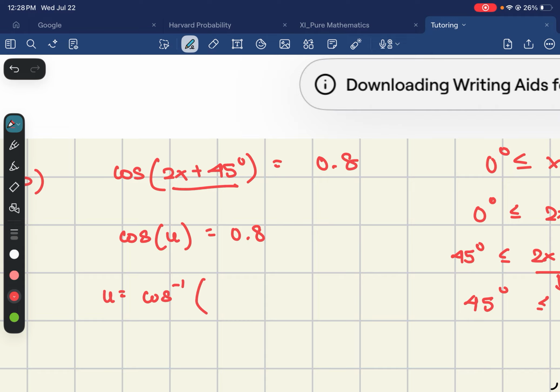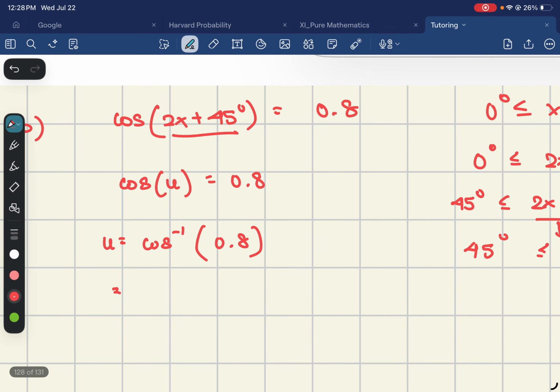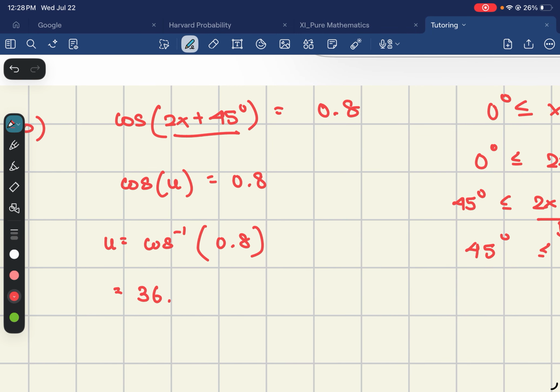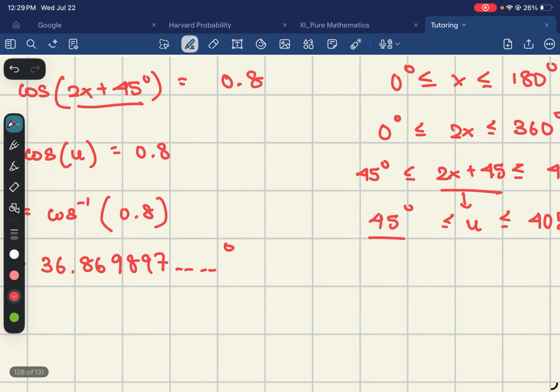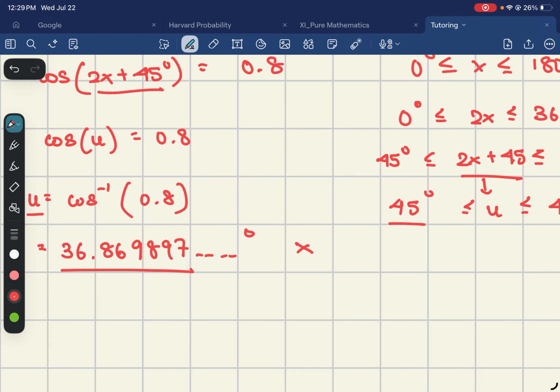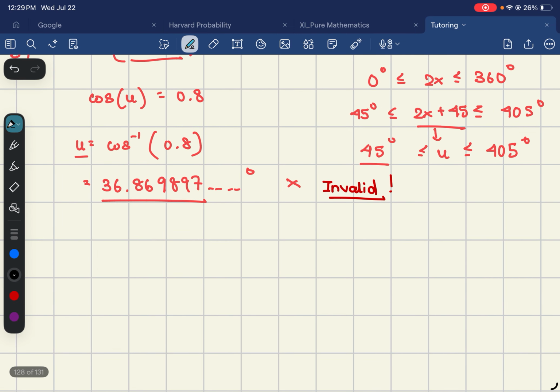So let me take cosine inverse. It's going to give me an acute angle, right? It's going to give me an acute angle between 0 and 90. And the reason why it does this, I have already told you. So this is 36.869897 degrees. But we're working with u, and u is equal to or bigger than 45. So this answer is not valid. This is an invalid answer. But remember, the nice thing about acute angles is we can use acute angles and symmetry to figure out the correct answers. So this does not work.